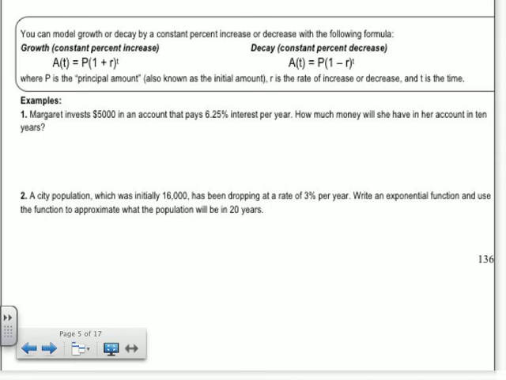All right, so it says you can model growth or decay by a constant percent increase or decrease with the following formula. So growth, you have your amount after t years is equal to p times 1 plus r to the t. So p is the principal amount. That's your initial amount. R is your rate of increase or decrease, and t is the time.